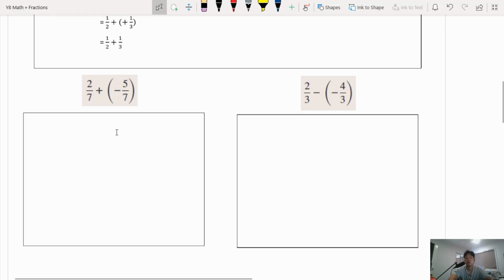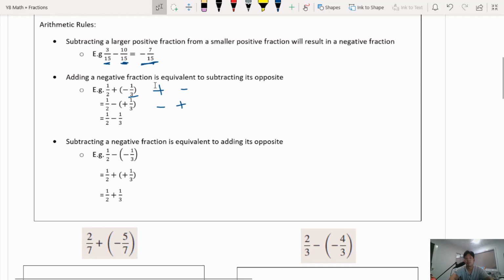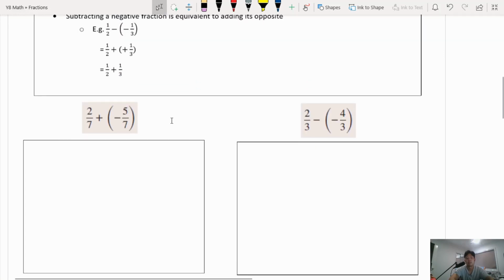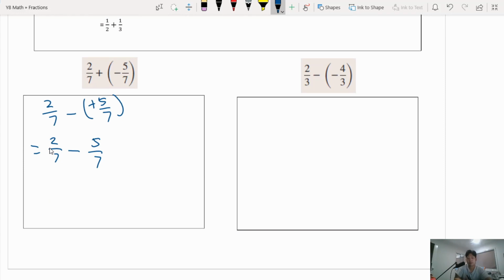The first question is 2/7 plus negative 5/7. Let's refer back to our rules right above. This one is referring to the second one: adding a negative fraction is equivalent to subtracting its opposite. So 2/7 plus negative 5/7 is the same as subtracting its opposite, and that just becomes 2/7 minus 5/7. If we take away 2 from 5, that becomes negative 3/7. So that will be our answer.